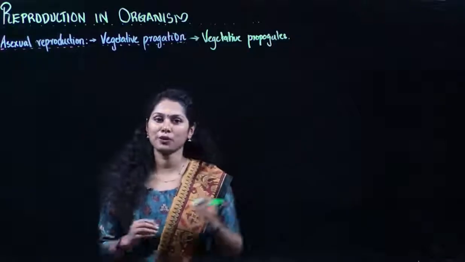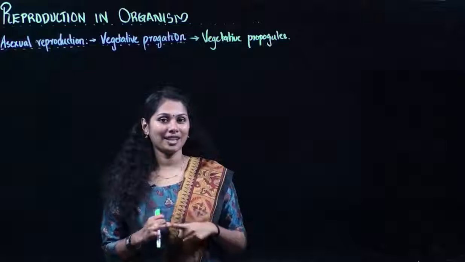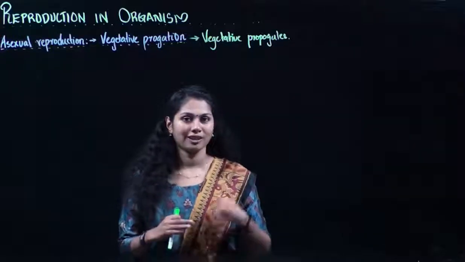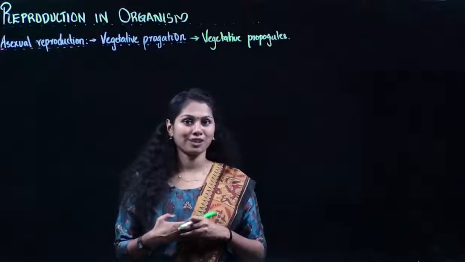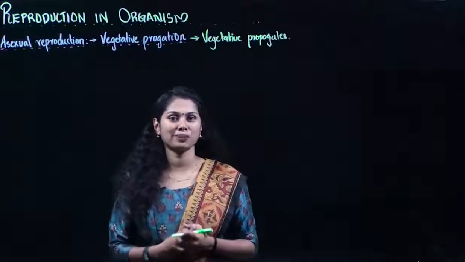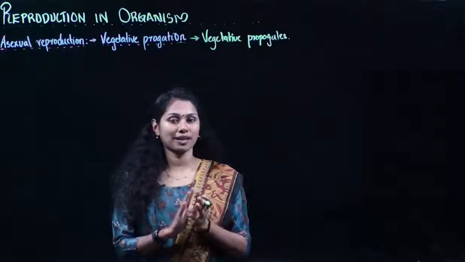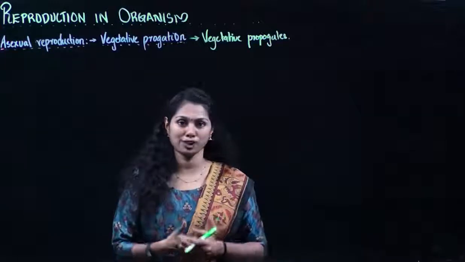What are the vegetative propagules in plants? It's a stem, leaf, root and buds. Is a flower a vegetative propagule? No. Why? Because it's the sexual part of the plant, or the sex organ of the plant. So whatever is remaining other than the sex organ of the plant can help in vegetative propagation of plants.